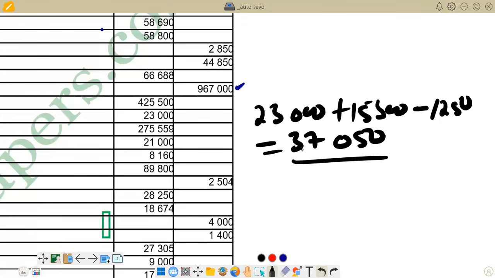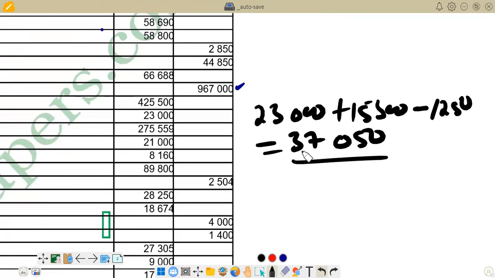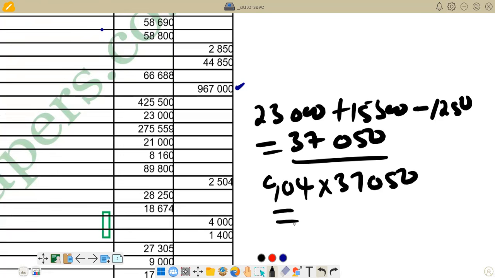And then we use that percentage. Remember, the rate that we said is going to calculate the provision for bad debts is 4%. So we say 0.04 times 37,050. Let's calculate that and see what we get. 37,050 times 4%. We get 1,482.